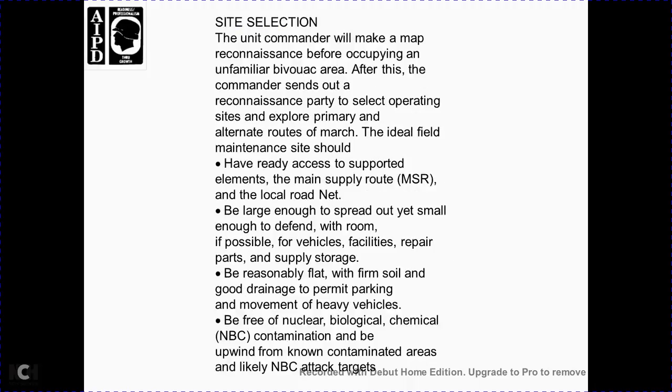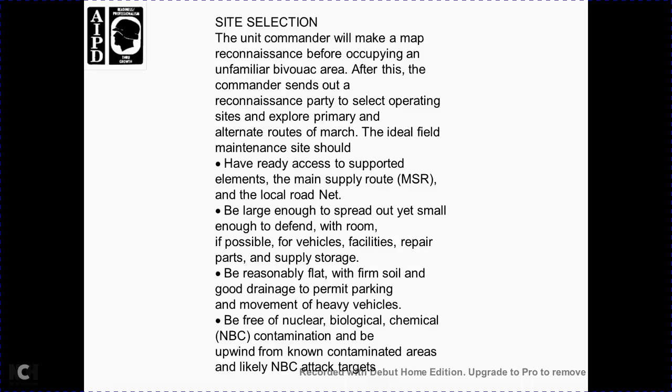Site selection. The unit commander will make a map reconnaissance before occupying the unfamiliar bivouac area. At this time, the commander sends out a reconnaissance party to select the operation site and explore the primary and alternate routes of march. Identify the field where the maintenance sites should have ready access to the main supply route and the local road net, be large enough to spread out, yet small enough to defend, with room for vehicles, facilities, repair parts and supply storage.